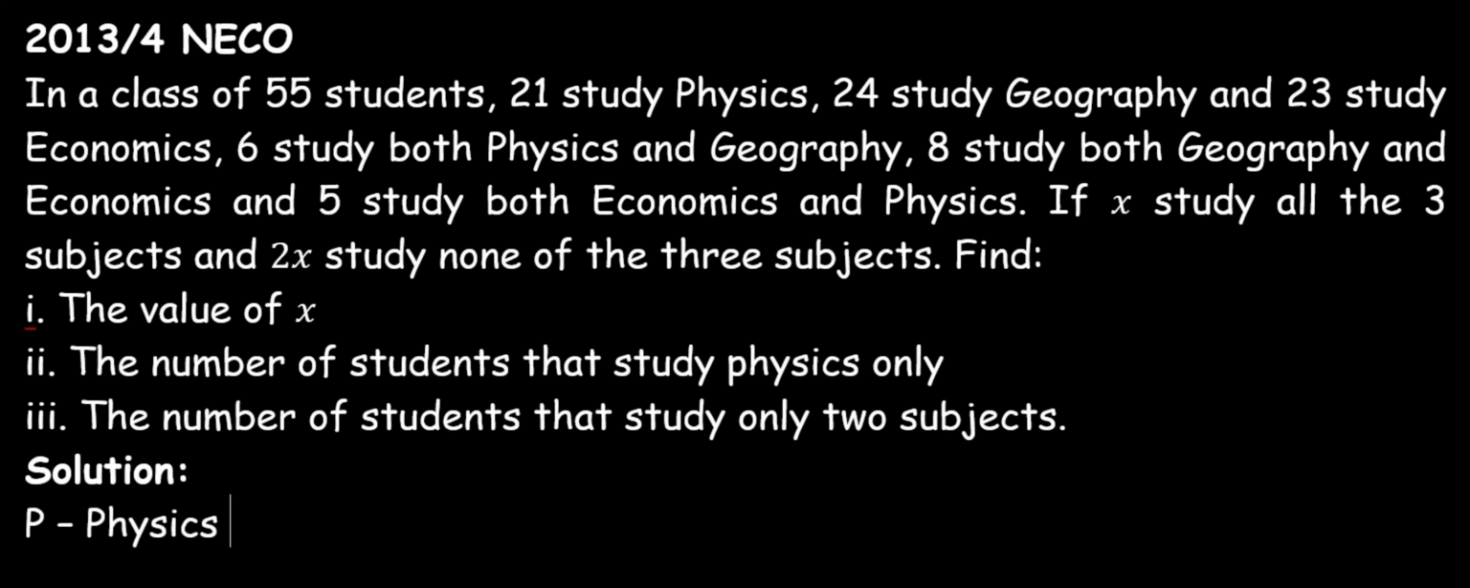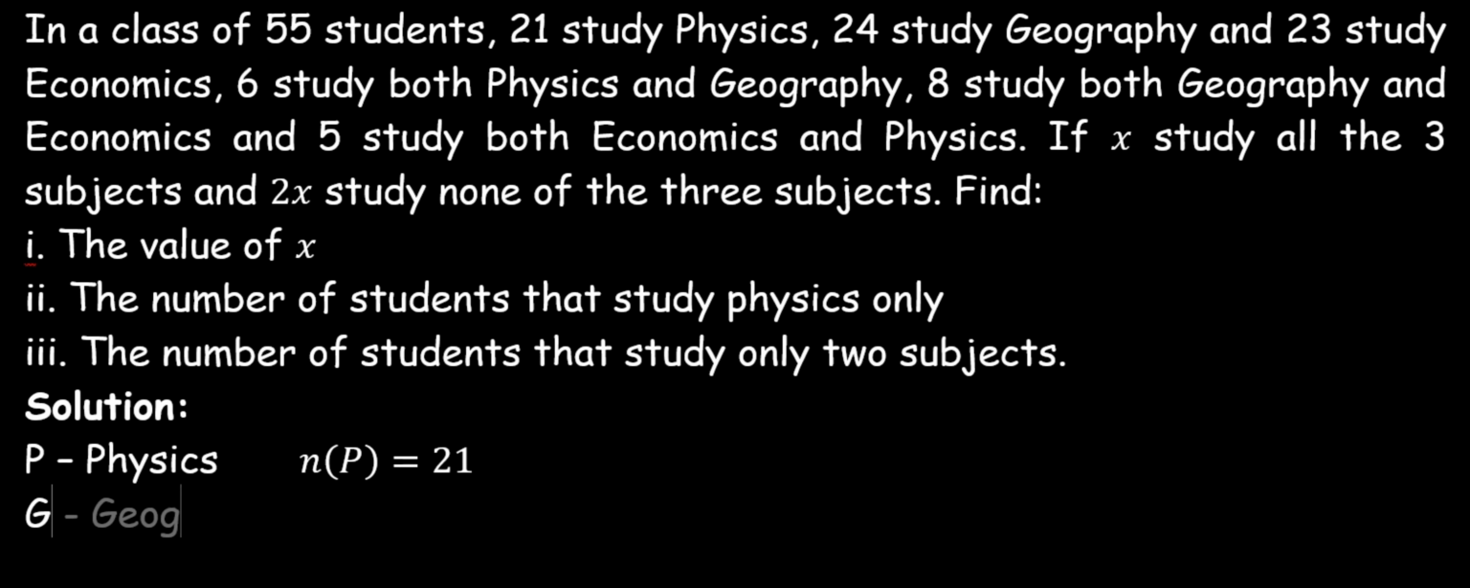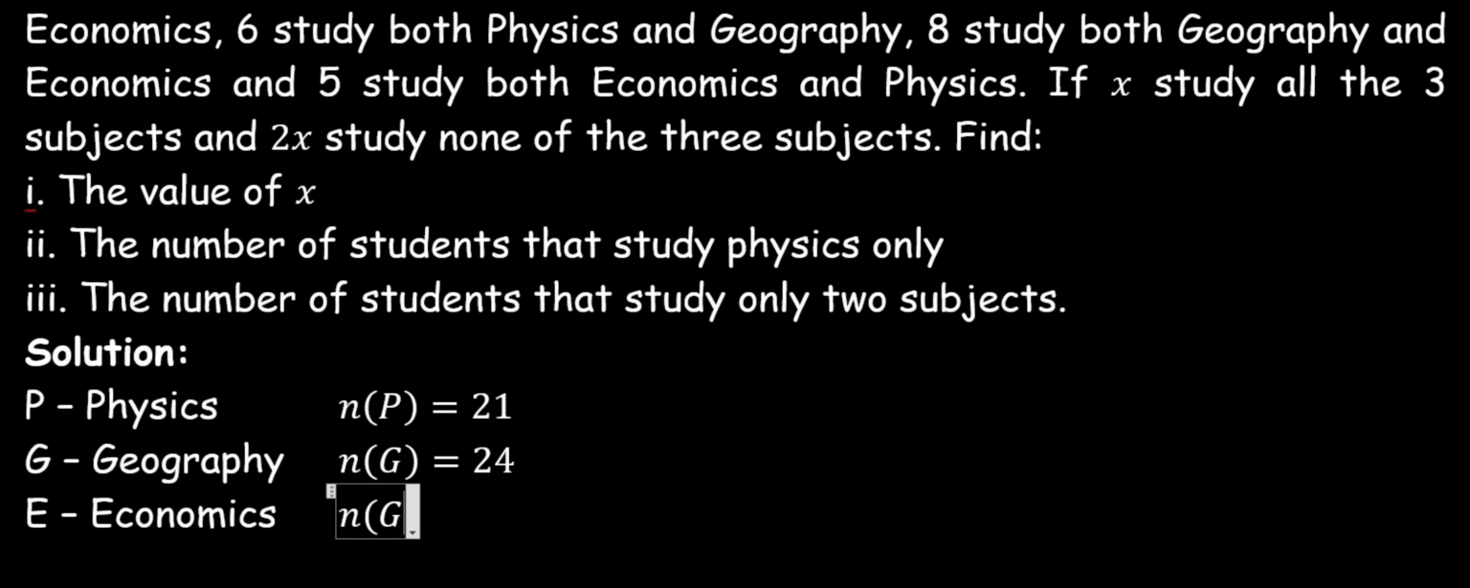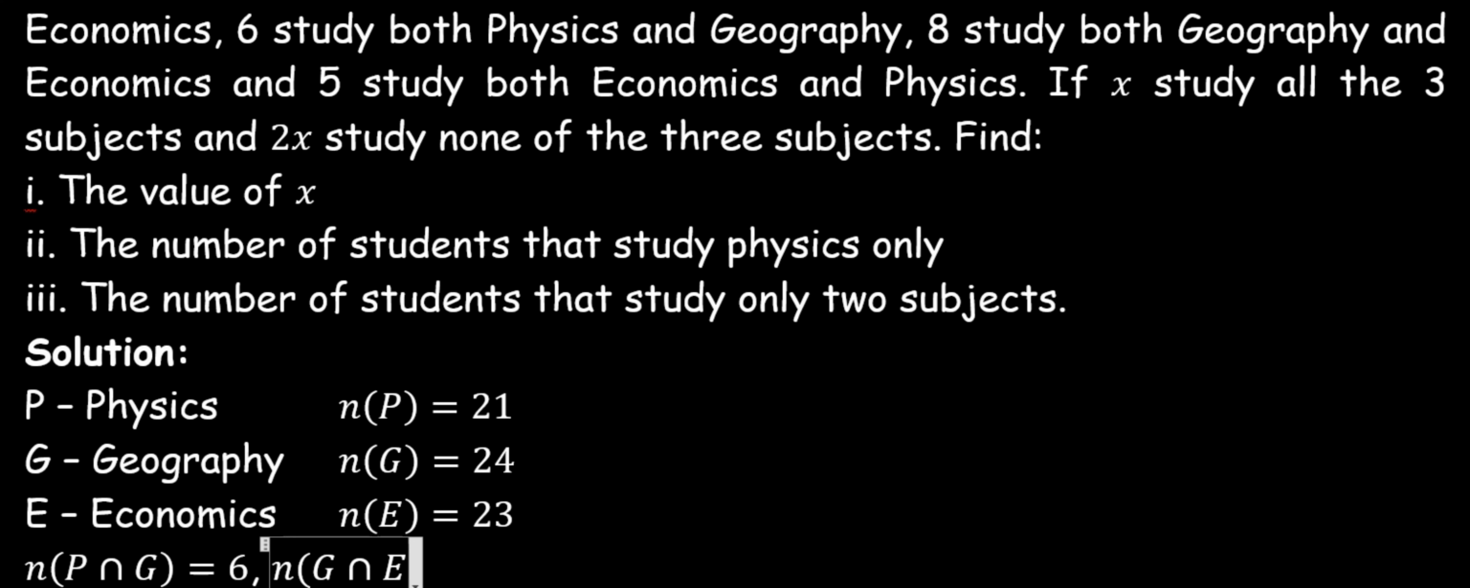Then the number of P is equal to 21. Similarly, if we let G represent geography, then the number of geography is equal to 24. E represents economics, the number of economics is equal to 23. From the problem, we are told that the number of physics intersection geography is equal to 6, and the number of geography intersection economics is equal to 8, and the number of economics intersection physics is equal to 5.